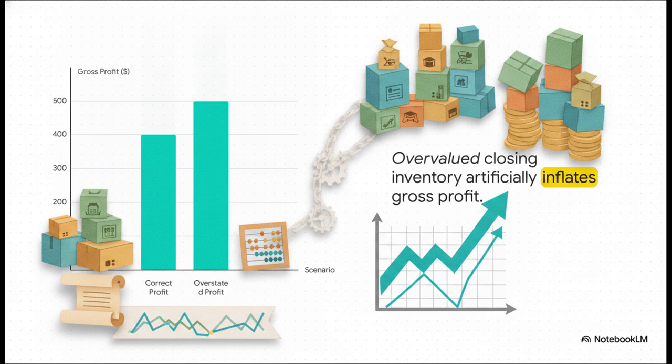Well, why did it jump? It's because closing inventory is subtracted when calculating the cost of sales in a trading account. So if you artificially inflate that closing inventory number, your cost of sales drops. And guess what? That artificially inflates your gross profit right alongside it.